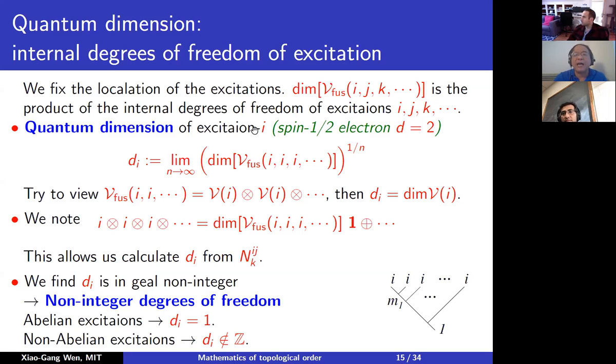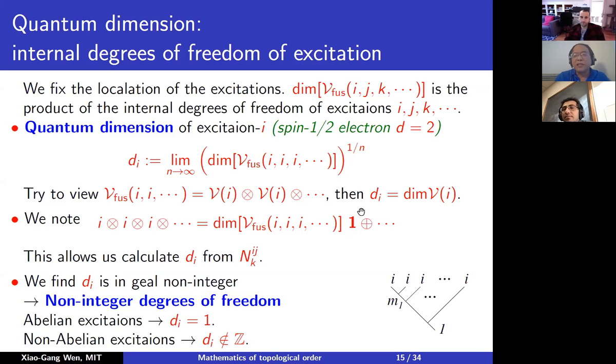For example, when you have an excitation of type I, we can consider the fusion of n type I excitations. The dimension of the fusion space, when you take the nth root, gives us a number, which should correspond to the internal degree of freedom, which we call the quantum dimension. So this really tries to view the fusion space of type I excitations, this ground subspace, as a tensor product of some small vector space associated with each particle. If this relation is valid, then certainly the dimension defined this way will be the dimension of this individual small vector space. This dimension can be computed by considering the fusion of these type I particles. We just count how many trivial particles it may produce.